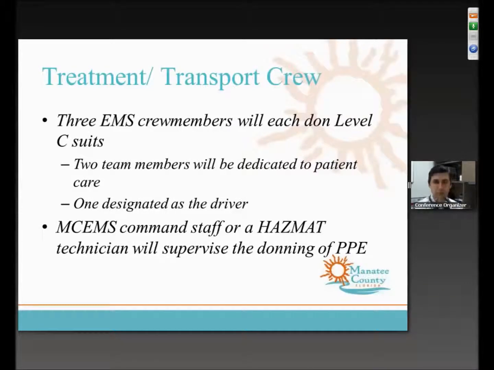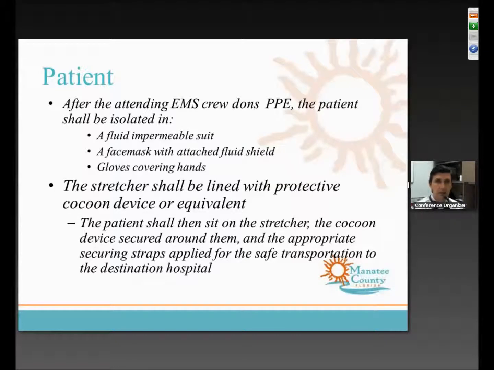Just to mention, we are constantly reviewing this plan for improvements. Since all of this has started, we have had one chance to trial the plan, and as it stands right now, it may be changing, that the driver may not be put in a level C suit. But follow the directions of the EMS supervisors on scene, as the direction given to them comes from all the people that have input on this plan.